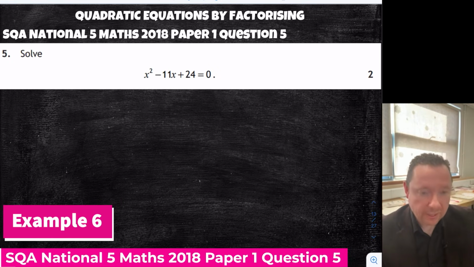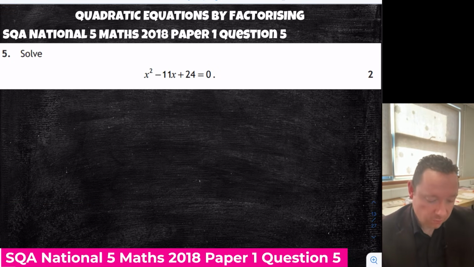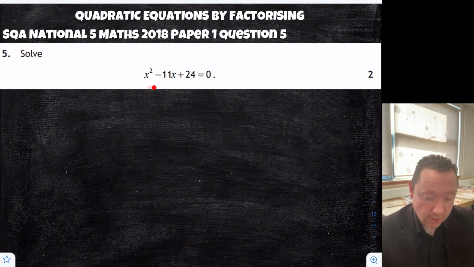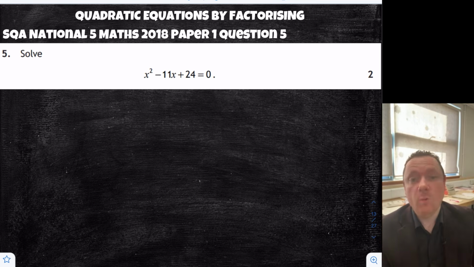Solving quadratic equations by factorising. SQA National 5 Maths 2018, Paper 1, Question 5. Solve x squared minus 11x plus 24 equals 0. So you should recognise that's a quadratic or trinomial because it's got an x squared, an x and a number. So since it's Paper 1, I know we're factorising most of the time because if we use the quadratic formula, we're going to get decimals. So unless it tells us to in Paper 1, factorise.